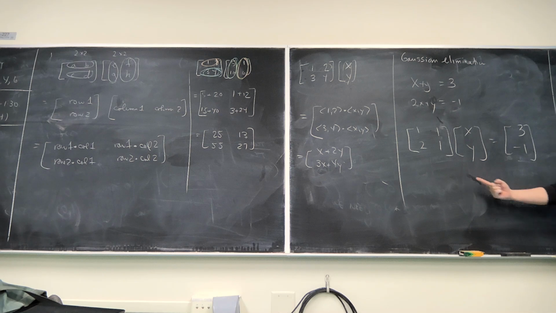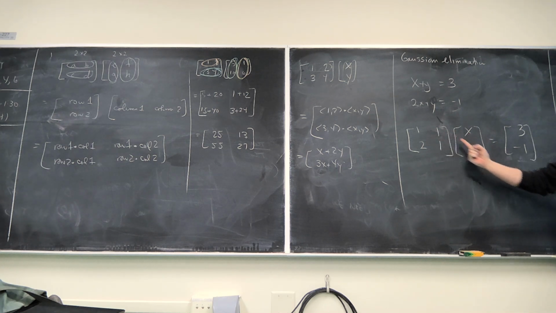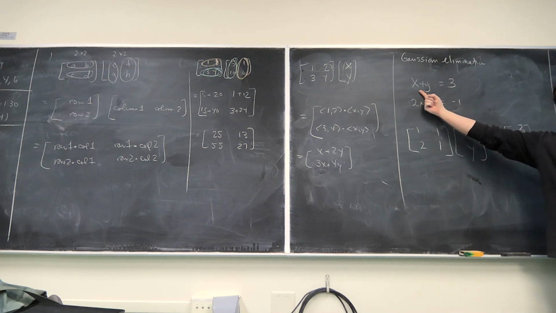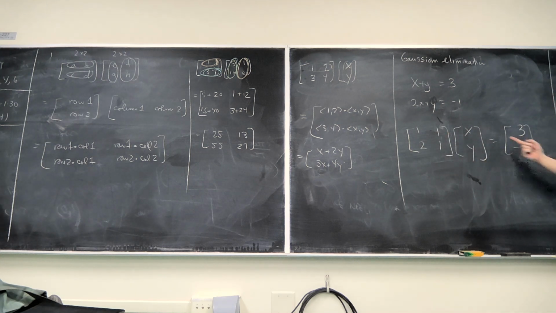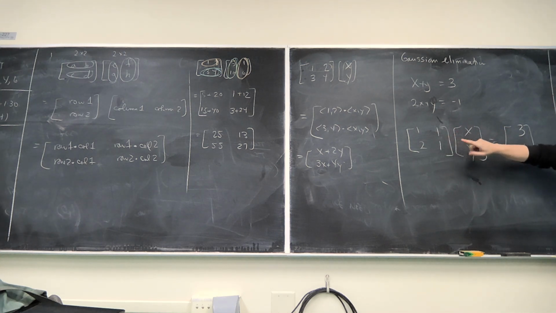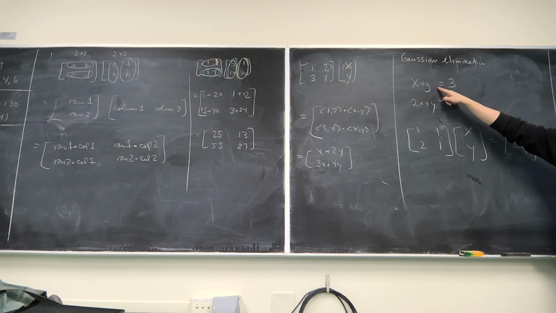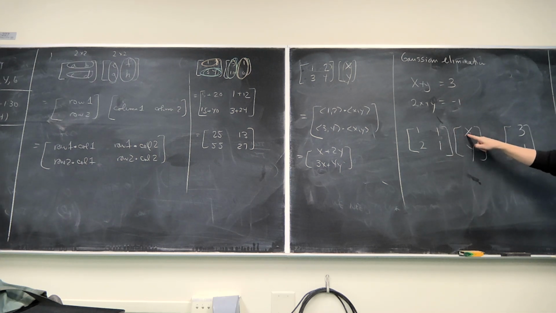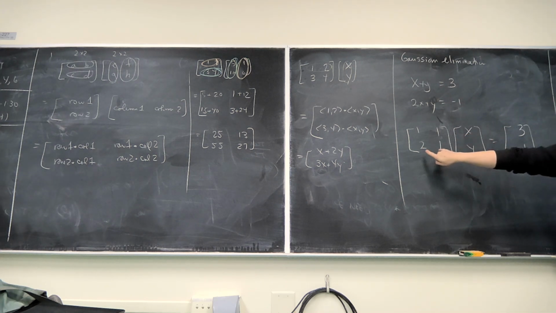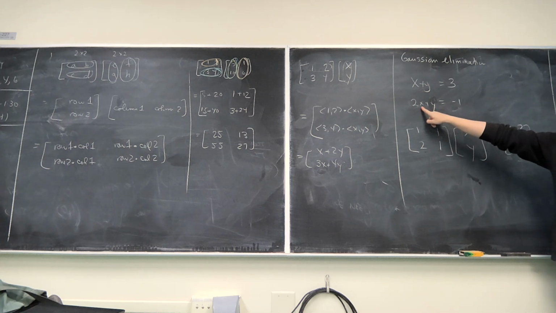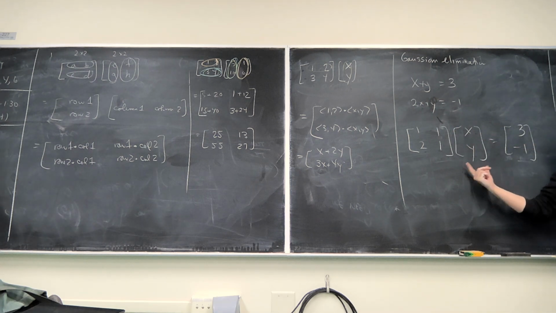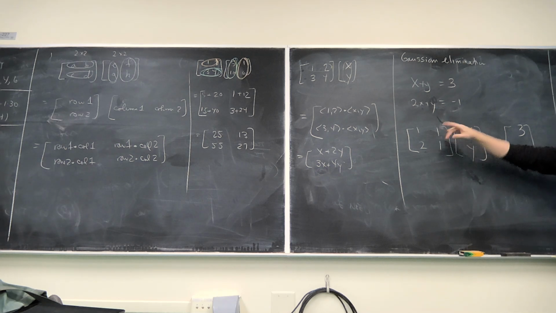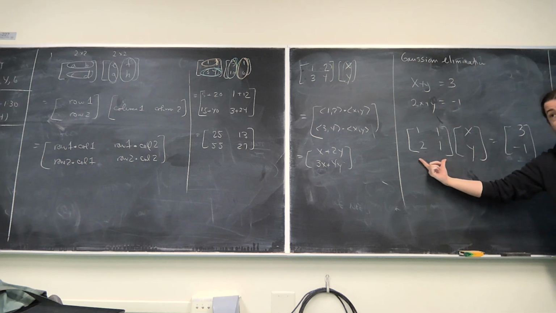You can see it because 1x plus 1y, that's x plus y, so 1x plus 1y is equal to 3. The first line of this output is that equation. And 2x plus 1y, the dot product of this row with this column, gives you this side of the equation. So what that does is it lets you sort the variables out into a vector and all the coefficients into a matrix.